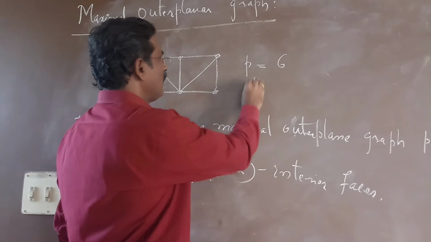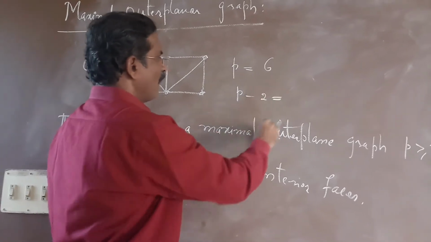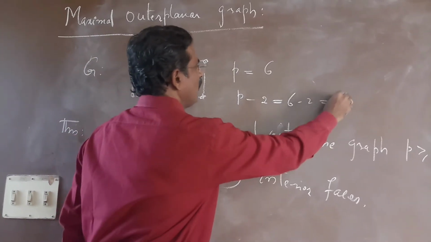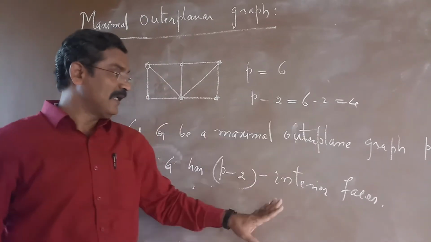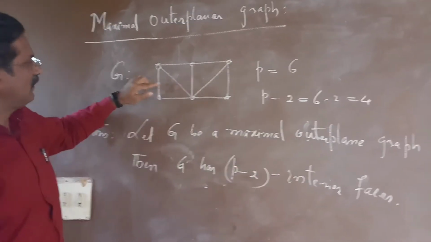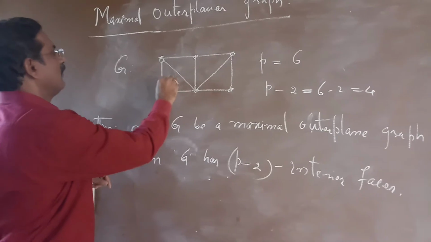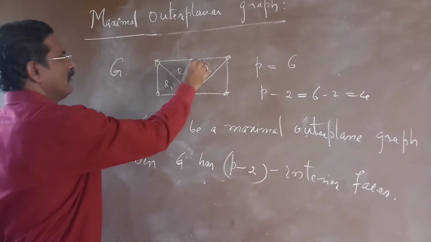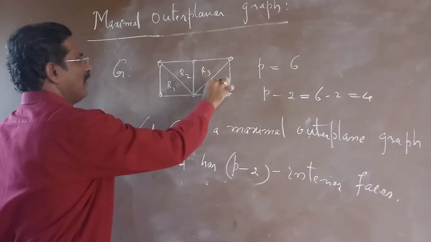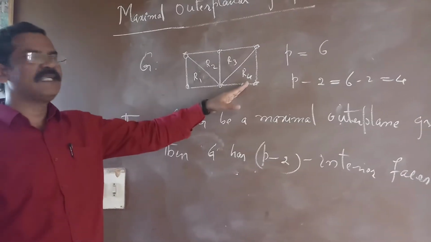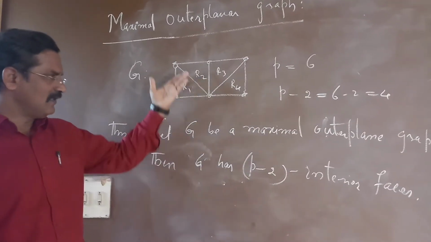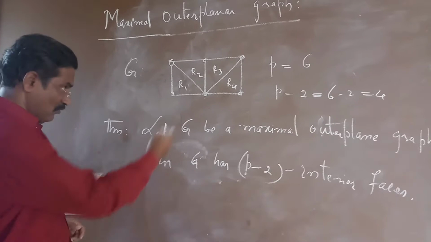Now P minus 2 will be 6 minus 2, which is 4. So there must be 4 interior faces. Let us see. 1, 2, 3 and 4. So these are the 4 interior faces. So the result is true in this case, of course.